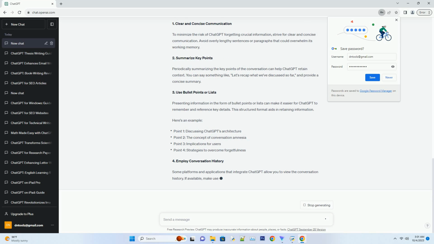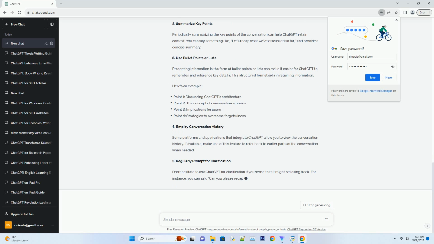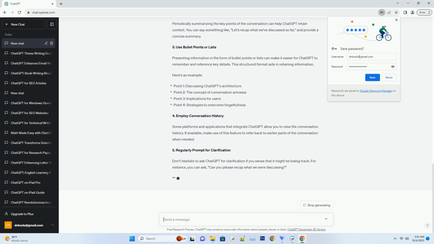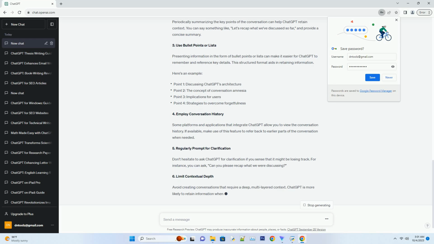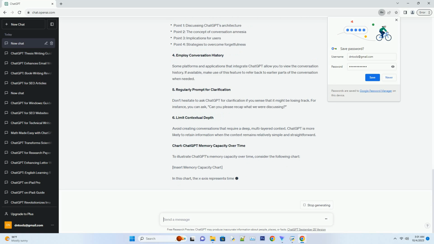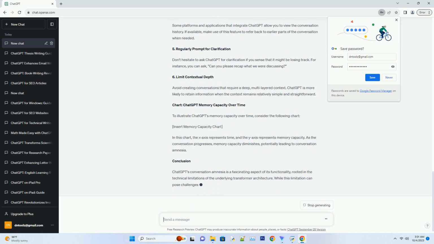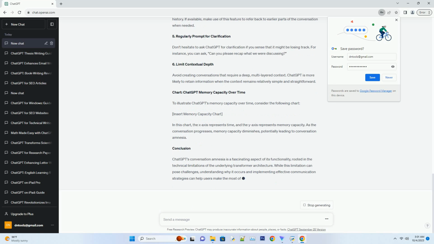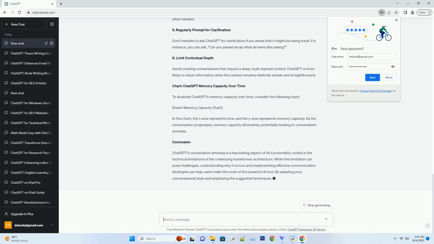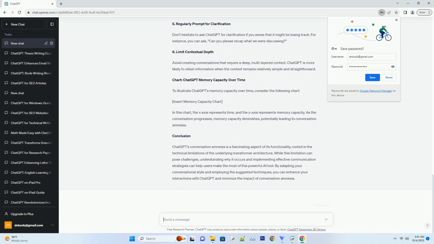This phenomenon, often referred to as conversation amnesia, occurs when ChatGPT's short-term memory capacity is exceeded. Like a mental notepad that can only hold so much information at once, ChatGPT can forget parts of the conversation as it progresses. This limitation is due to the model's architecture and the trade-offs made to balance computational resources with conversational capabilities. The technical underpinnings.